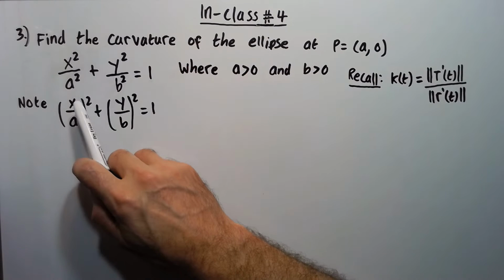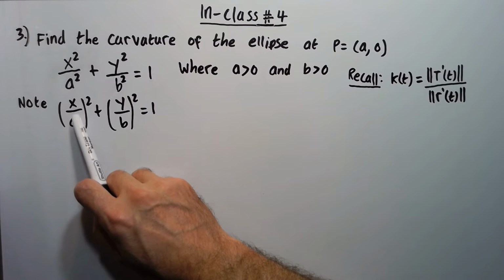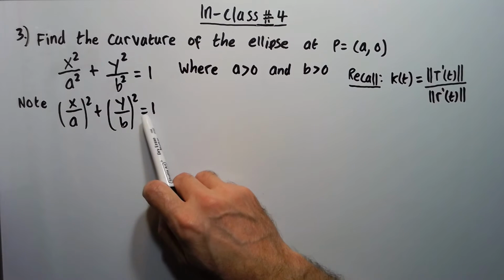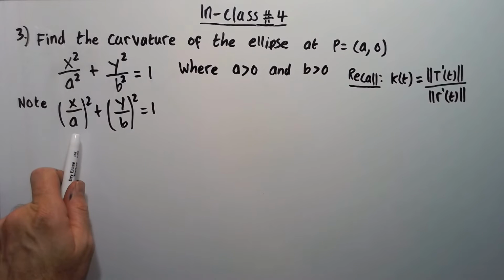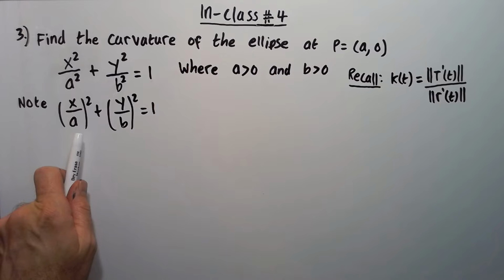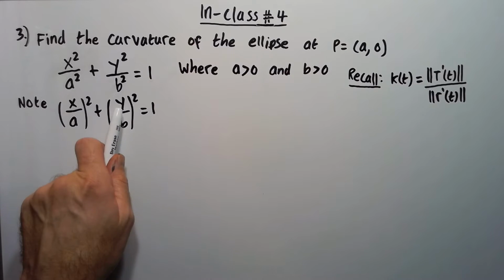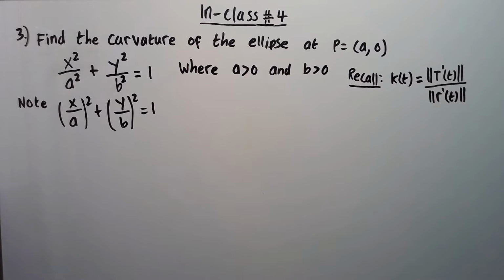So first note that the ellipse up here can be written as (x over a) squared plus (y over b) squared equals 1. Okay, now I'm going to make a substitution. I'm going to let x over a equal, say, cosine of t and y over b equal sine of t. So let's do that.